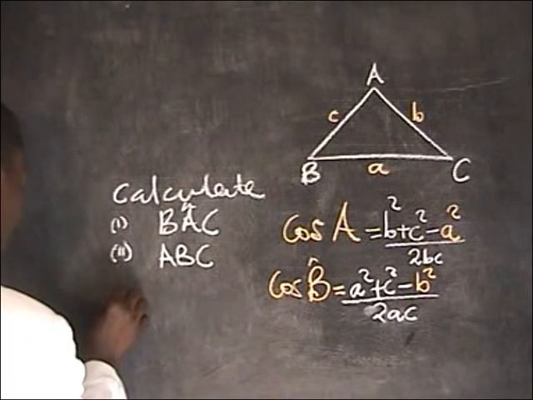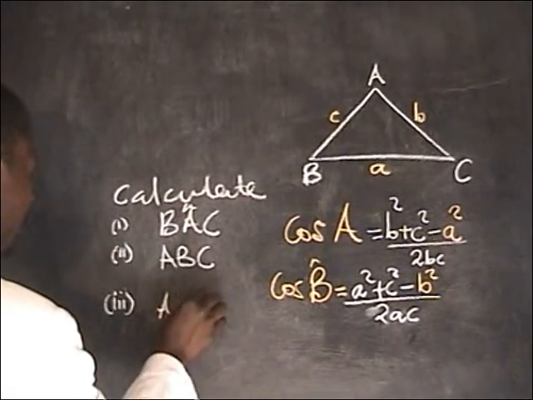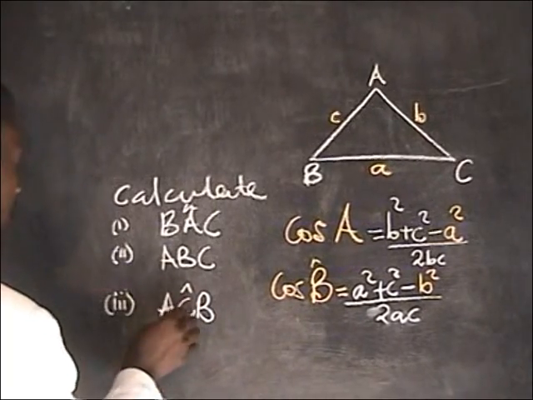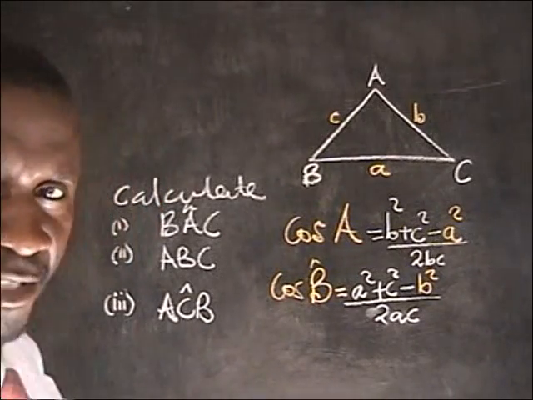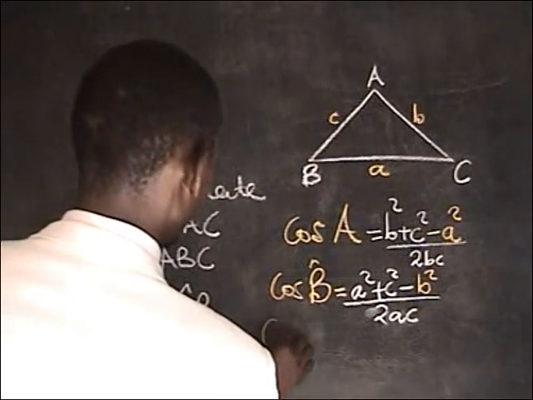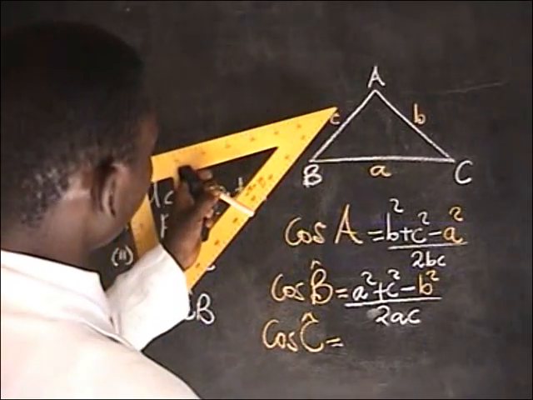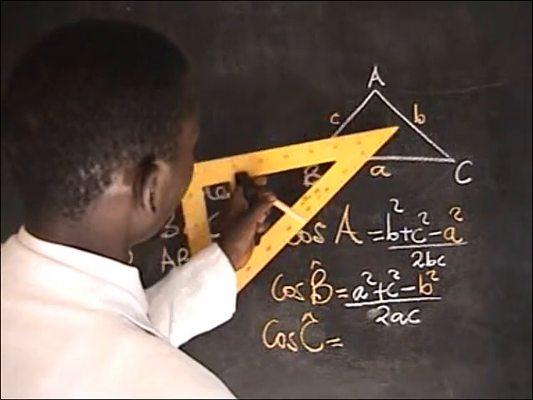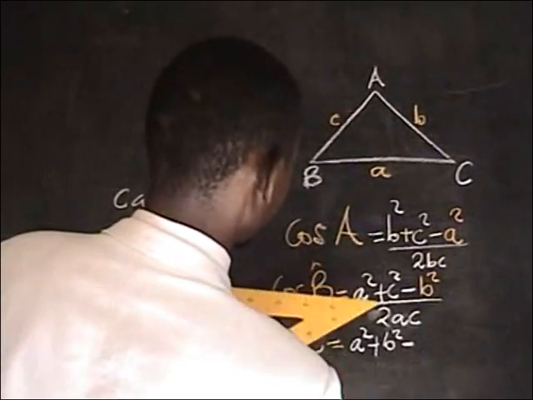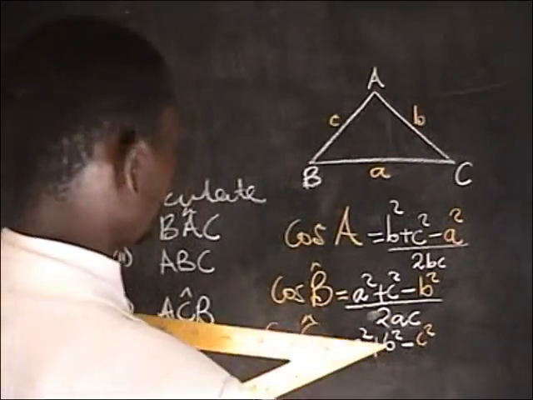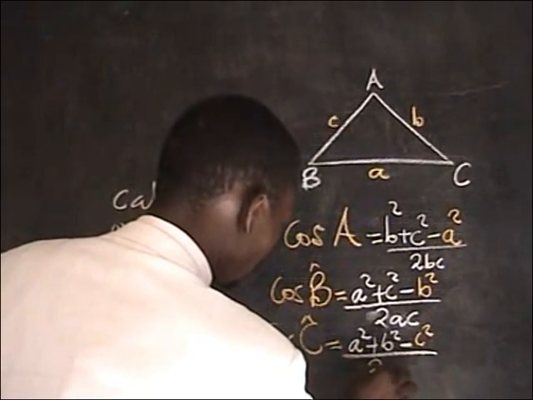Similarly, for question 3, you can be asked to calculate ACB, which means angle C. For angle C to be calculated, it is simple and straightforward. You simply write cosine capital C equals. Since C is to be found, you cover small c, and you will be able to see A and B. So after the equal sign, A squared plus B squared minus C squared, since you have started with C, and this is divided by 2AB.